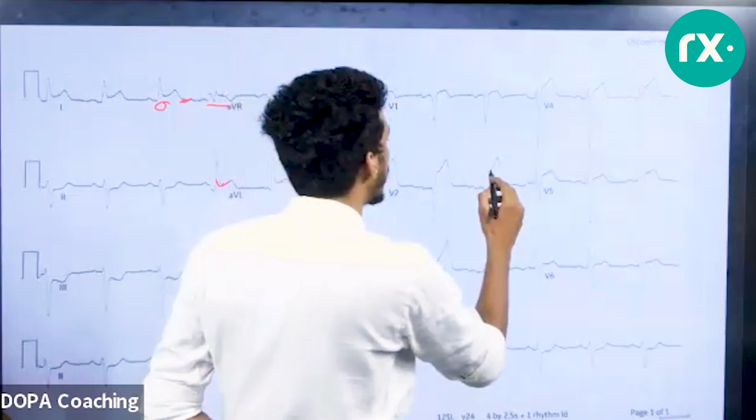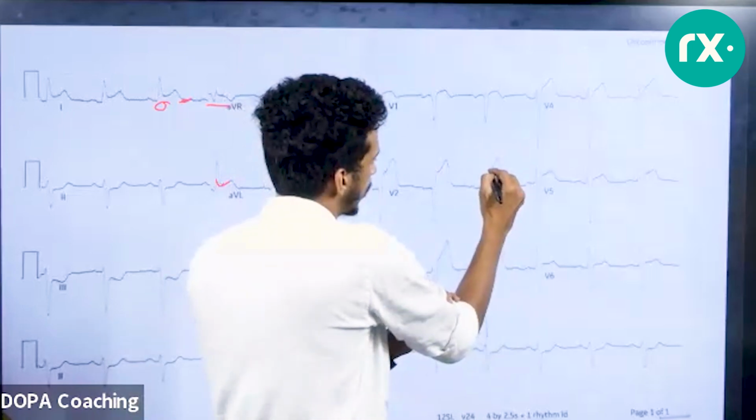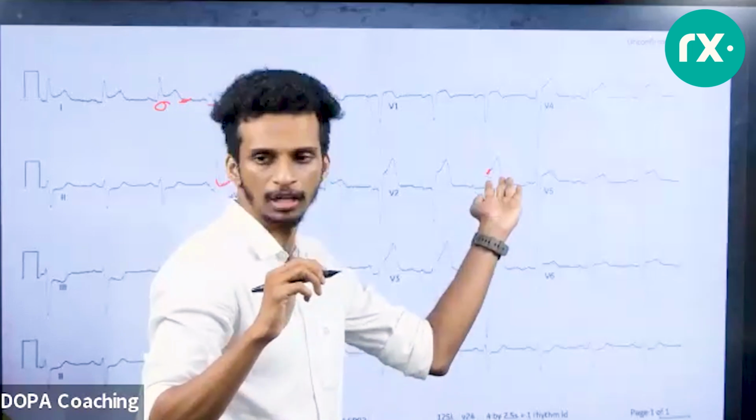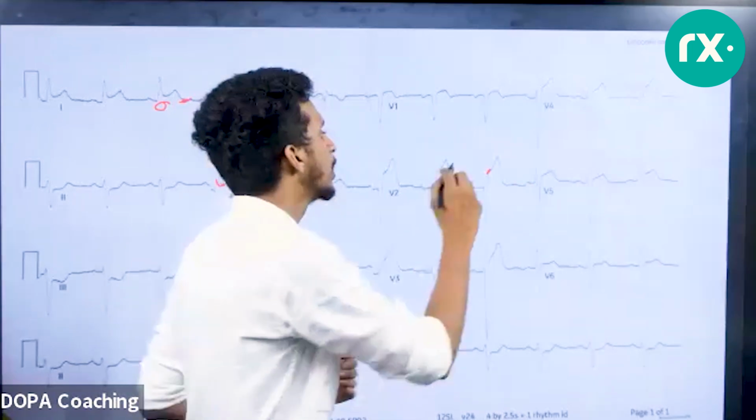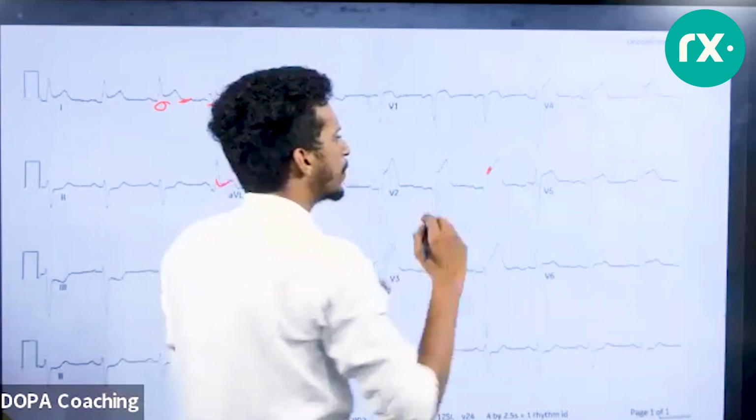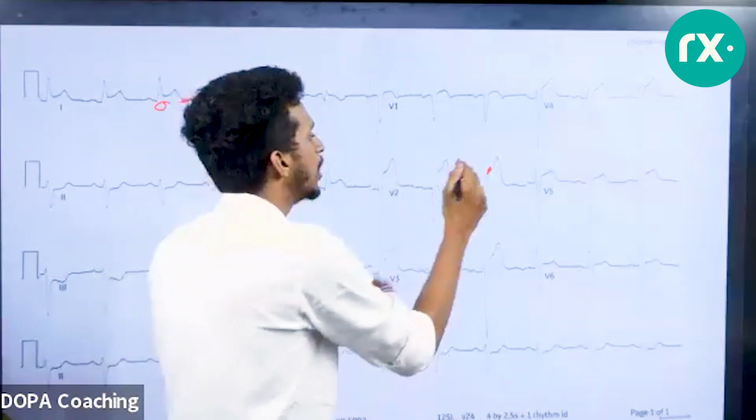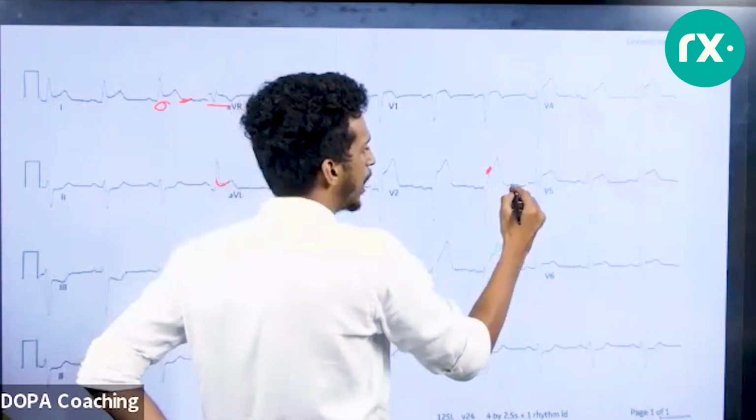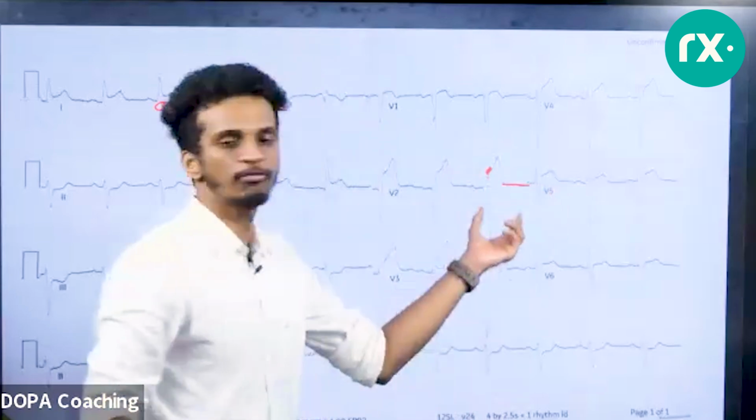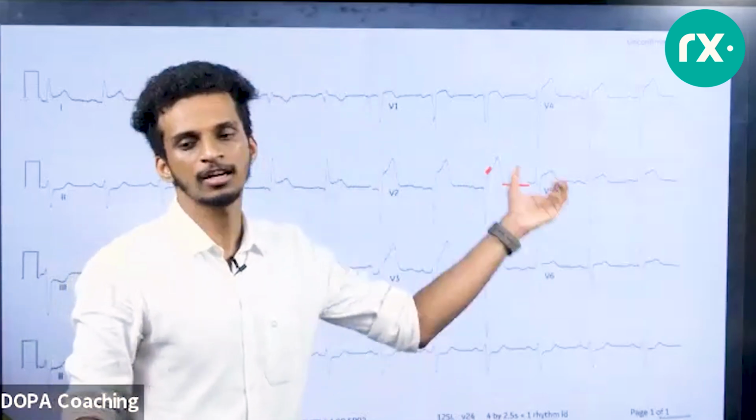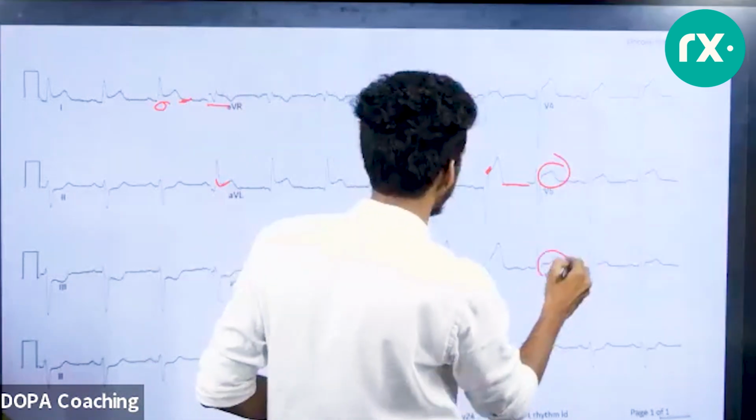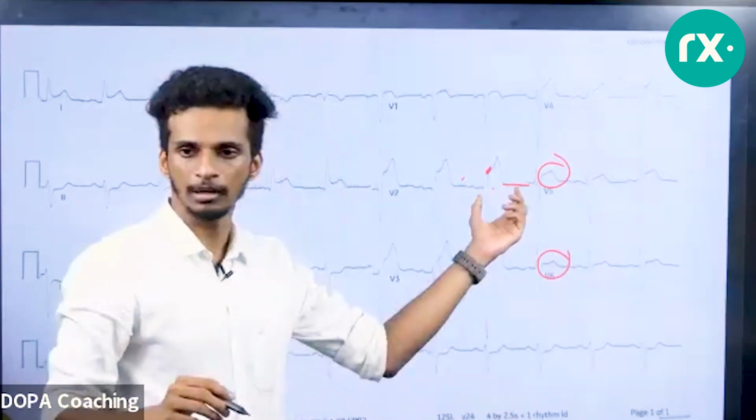In lead V5, the ST segment is subtle here, because the end of the QRS is marked by the beginning of the T wave. The ST segment is just short here, but still, if I mark a point between the end of the QRS and the beginning of the T wave, and this is my TP segment, when we compare these two, we can understand that there is again an ST elevation in lead V5 and in lead V6 also. This is actually lead V2. We have an ST elevation in V2 also.